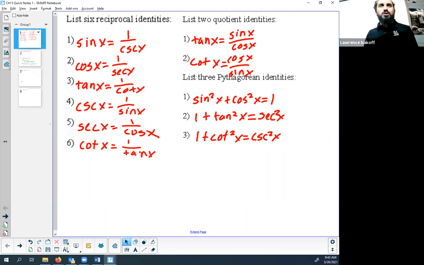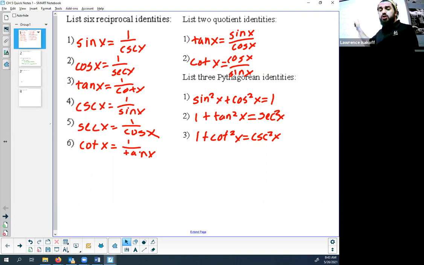Cosecant is equal to 1 over sine. I think I accidentally said secant is 1 over sine. Secant is 1 over cosine. And then cotangent is 1 over tangent. How we're going to use these identities, the idea is we can rewrite, like if I wanted to write sine differently, I'm allowed to write sine as 1 over cosecant if I wish. Sometimes that can be helpful to get things to cancel, things of that nature.